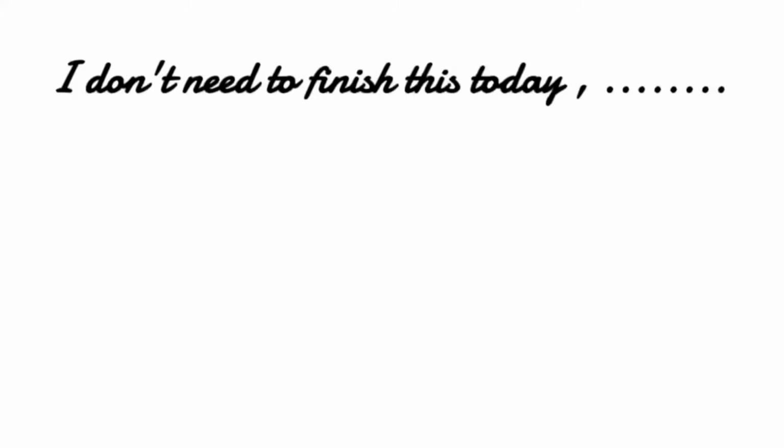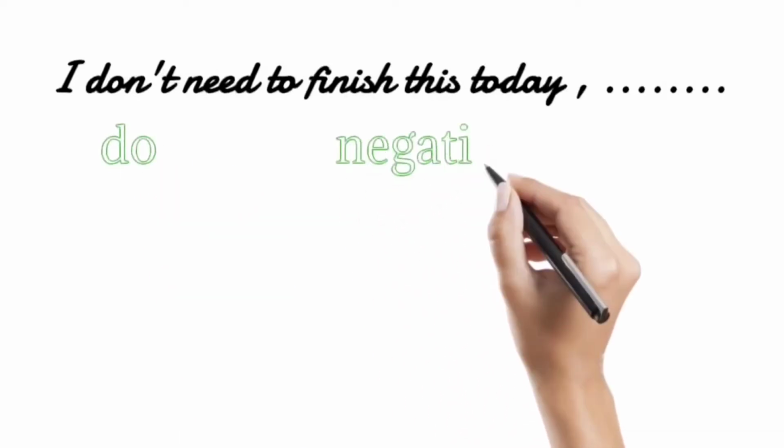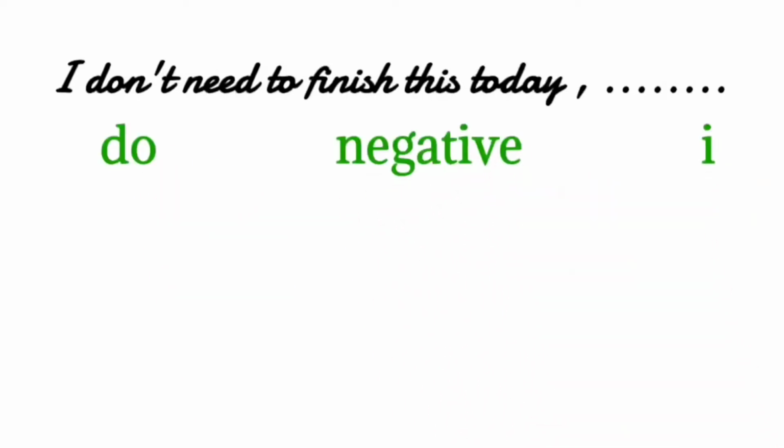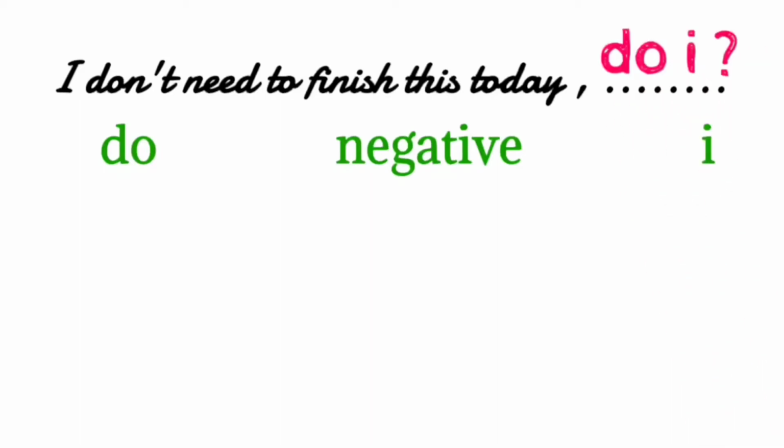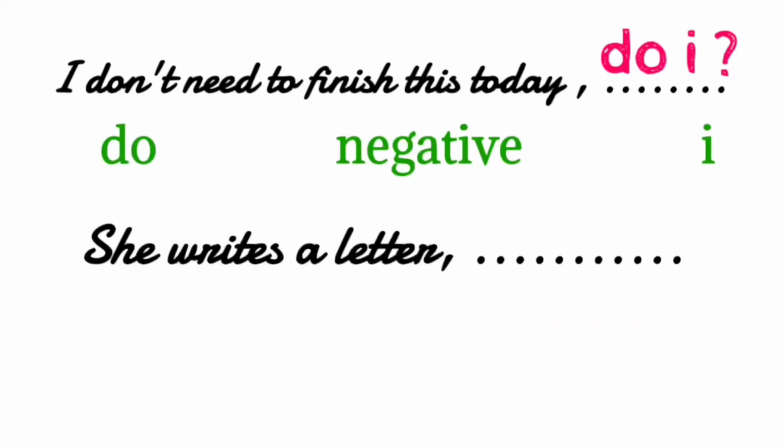I don't need to finish this today. Which is the auxiliary verb? So we can take don't. It means do plus not. Do is the auxiliary verb, and it is a negative sentence, do plus not. And I is the subject. So obviously the question tag will be positive. So don't means we can use do in the question tag. Then the subject is I. So the answer will be do I. I don't need to finish this today, do I.